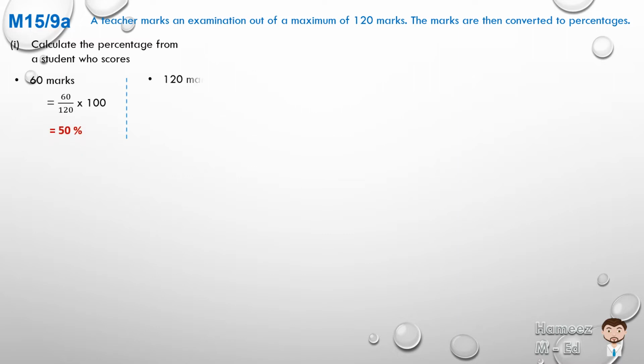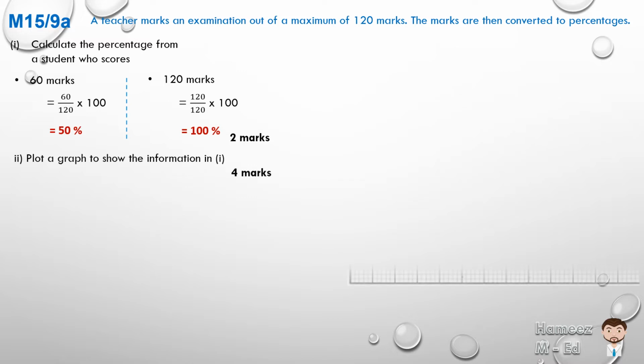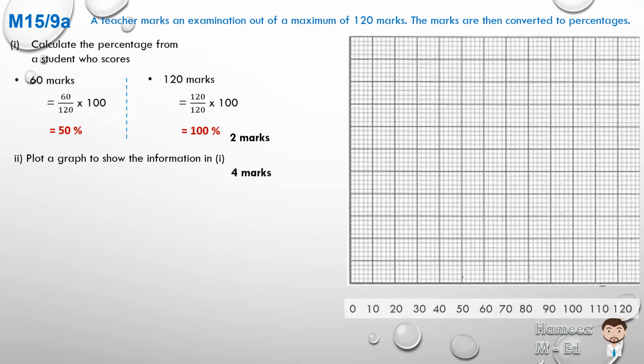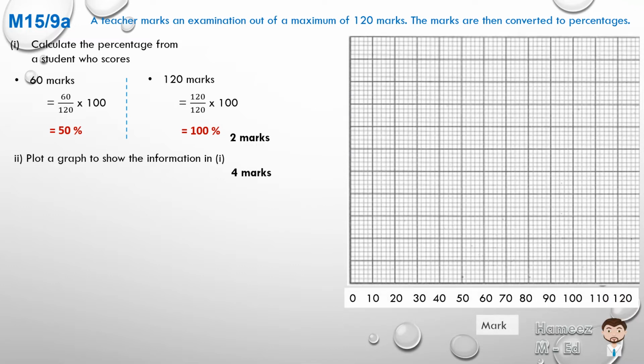And if a student got 120 marks, that will be full, all the marks possible. It will be 120 out of 120 times 100. 120 cancels, so we're left with 100%. Part 2, plot a graph to show the information in part 1. So let's bring up the graph. Let's put marks on the x-axis from 0 to 120. And let's put the percentage up to 100% on the y-axis.